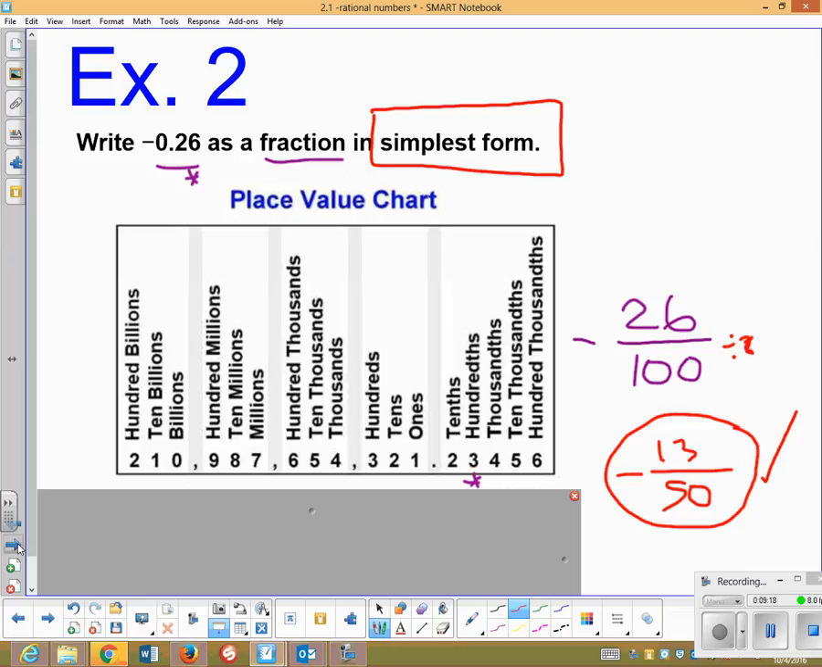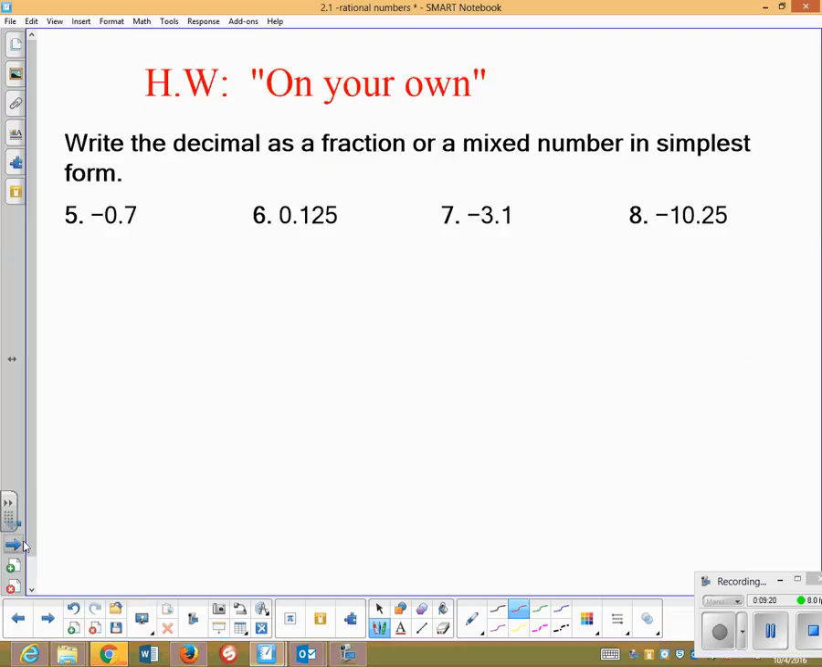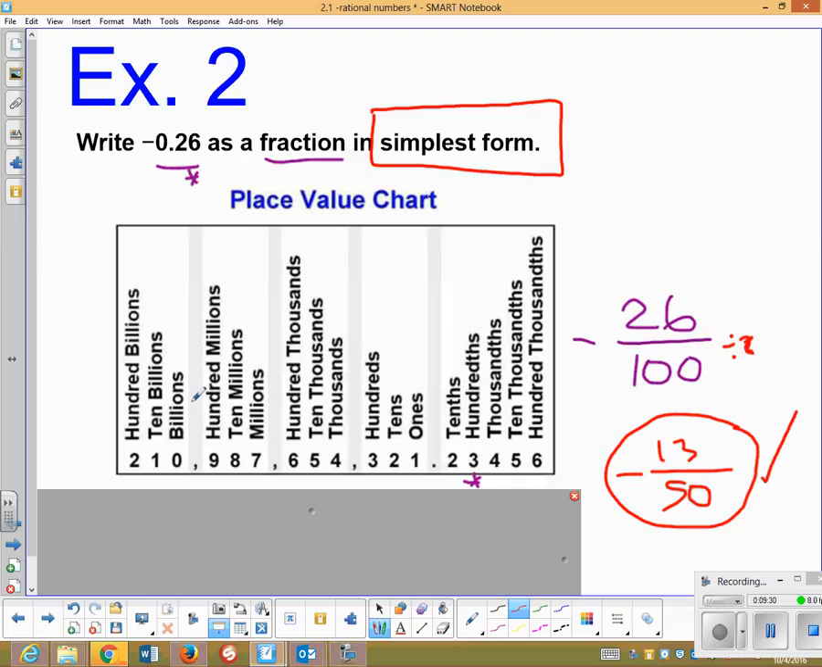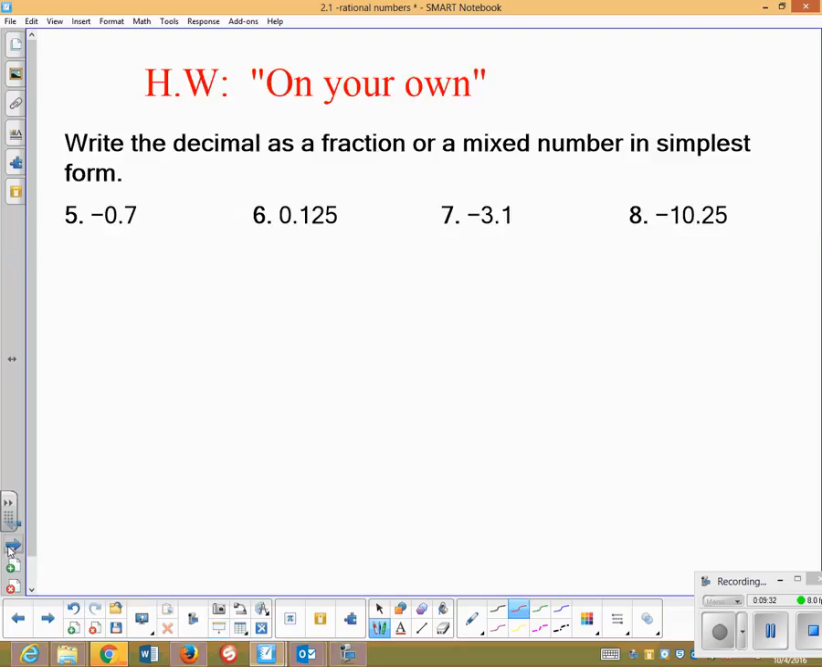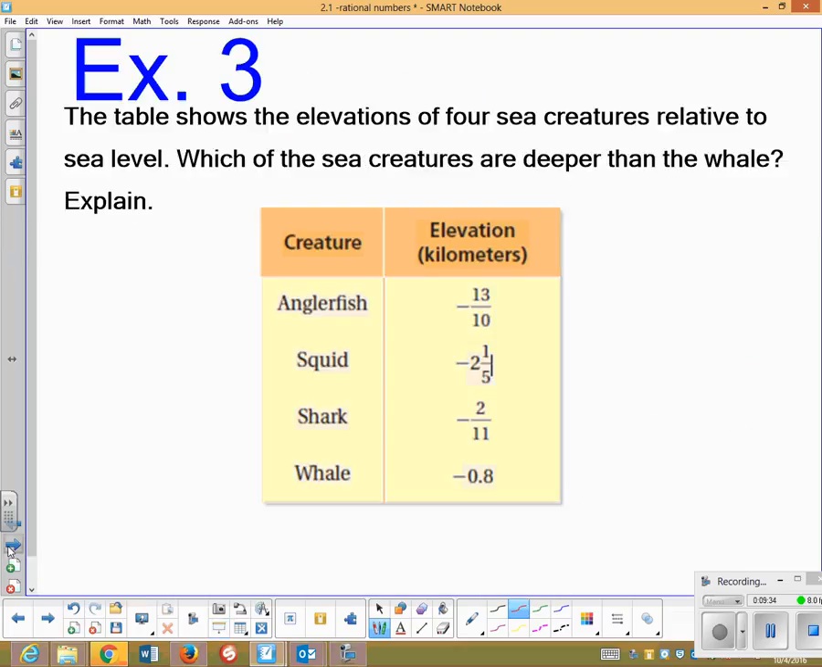Okay. All right, let's go ahead and have you practice on your own paper, numbers 5, 6, 7, and 8. Changing the decimals into a fraction, and if you need, look back to your place value chart. Okay? All right. Let's go ahead and do our next example, example number 3.